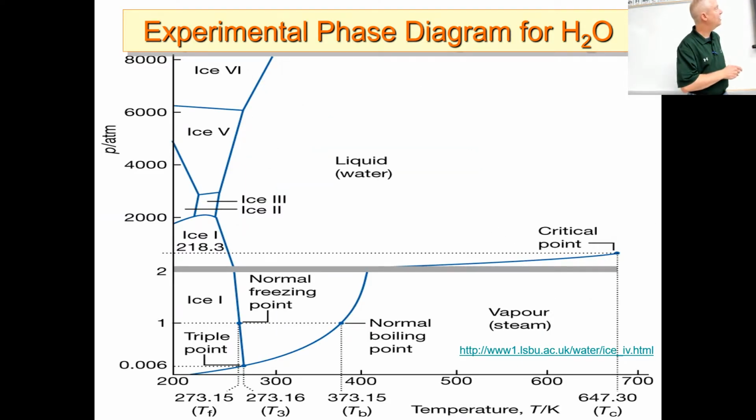Look at water. The slope of this line is really strange in that it's got a negative slope. Okay, that means that the solid is less dense than the liquid. Okay, you raise the pressure and you're in the liquid region. You drop the pressure and you're in the solid region. That's not normal. Normal meaning most abundant.